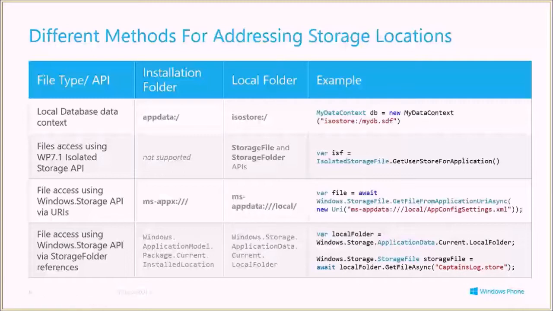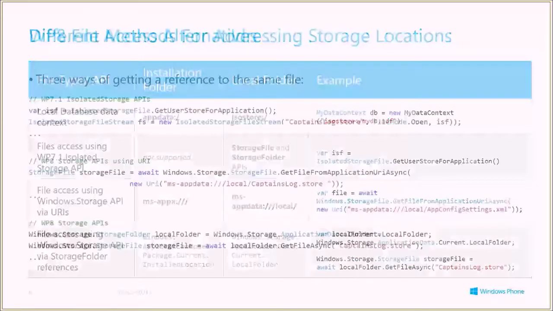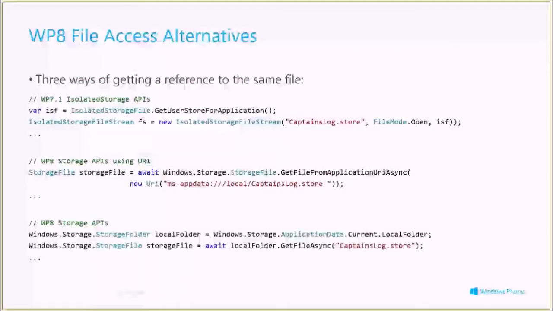Once you get to know what's happening and how to access the files on Windows Phone, you can use that one as a reference for yourself whenever you're building an application that accesses files, and these are the different ways. So again, there are three. All these different APIs and naming schemes mean that there are three different ways of getting a reference to the exact same file in Windows Phone 8.